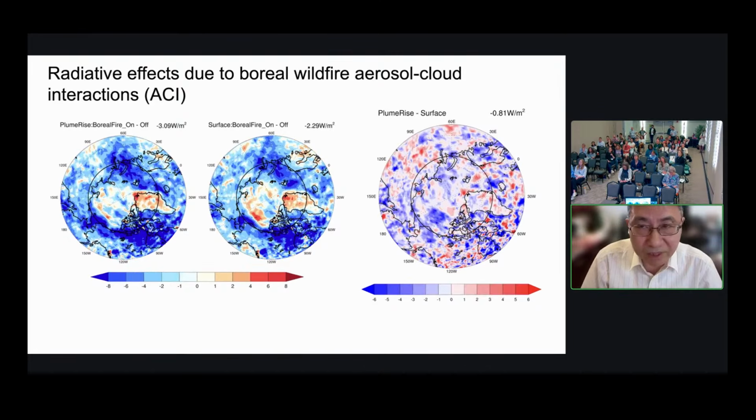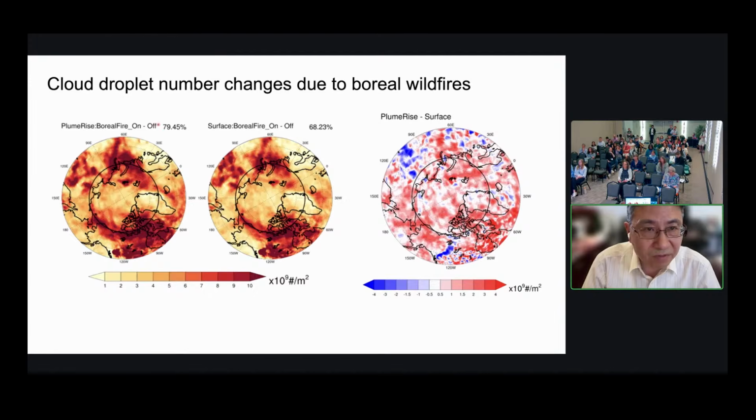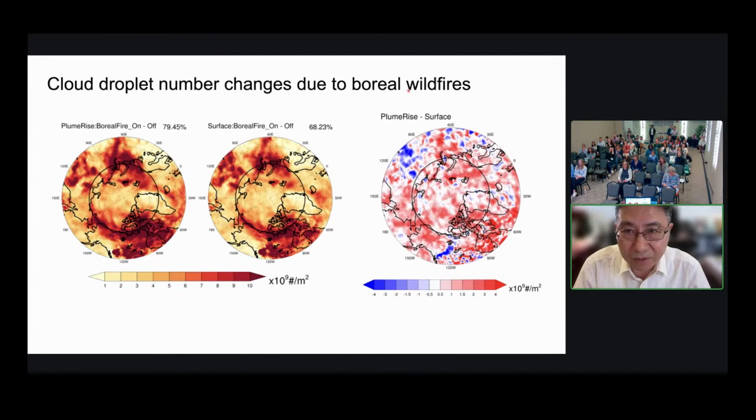And this is the aerosol-cloud interaction, the ACI, radiative effect, and generally there is a cooling effect due to the ACI in the Arctic because of the boreal wildfires. However, if you look at Greenland, there is a warming effect, and the cooling effect can reach 8 watts per square meter. This stronger radiative effect due to ACI is because of the increase of cloud droplet number concentrations due to the boreal wildfires.